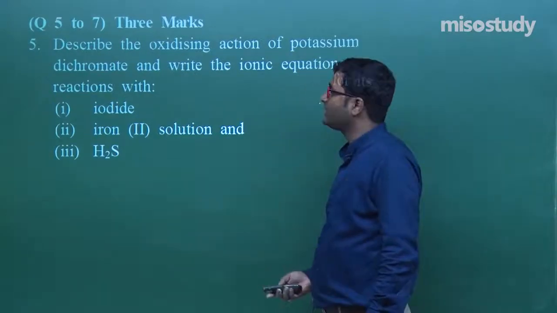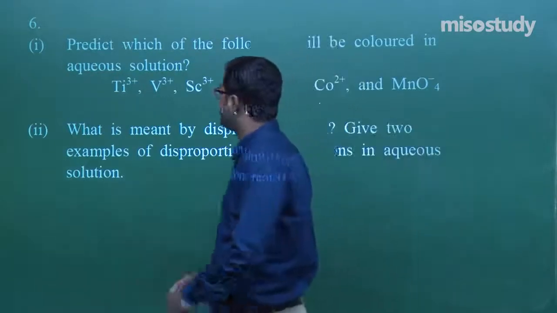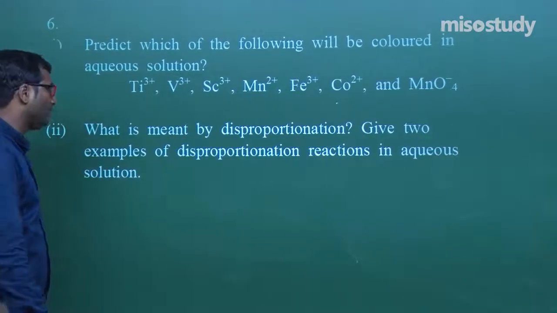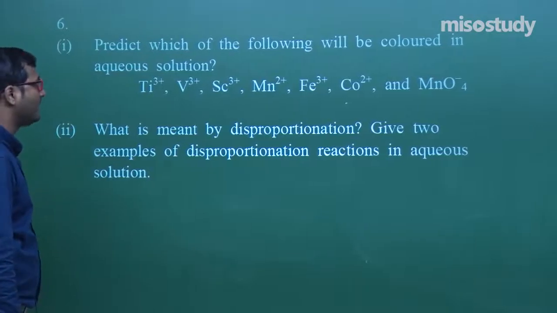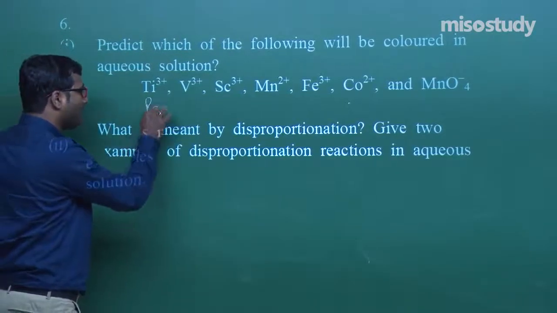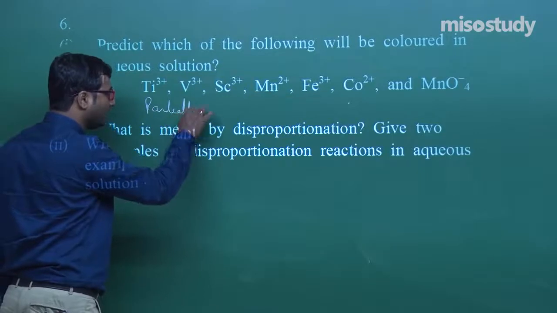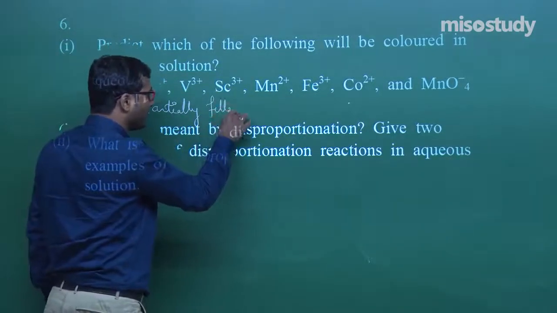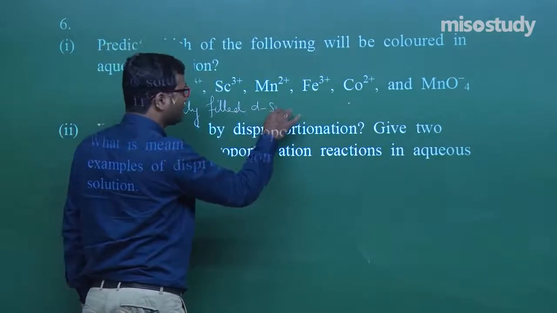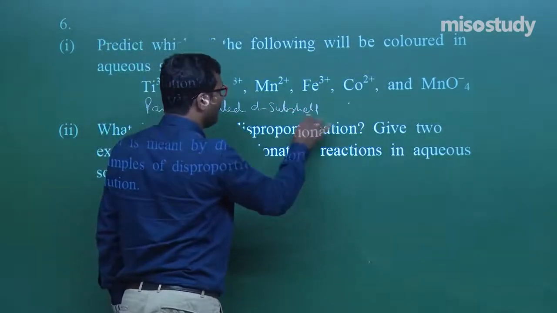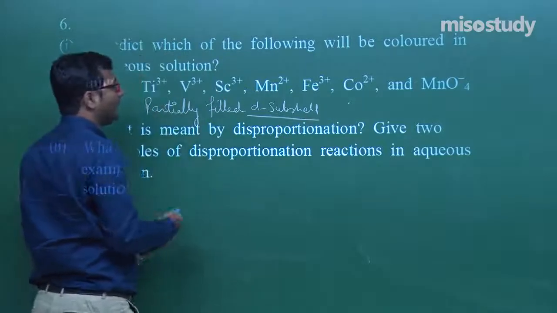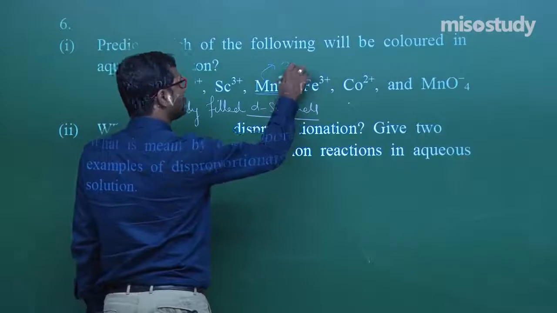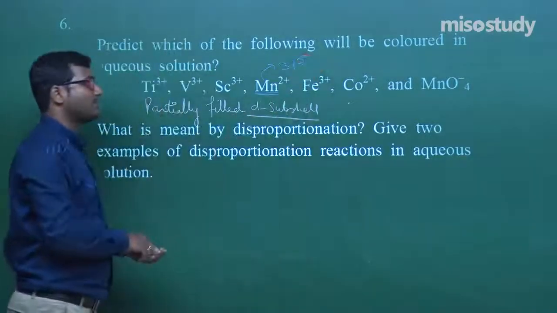Now, the question here is question number 6. Predict which of the following will be colored in aqueous solution. As we know, if the substance is colored, that means it has a partially filled d subshell. If I talk about Mn2+, it has configuration 3d5, that is partially filled.